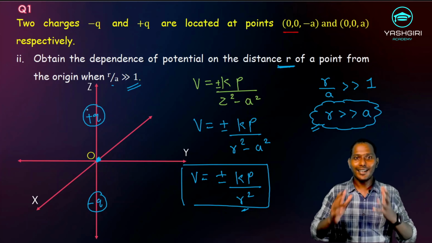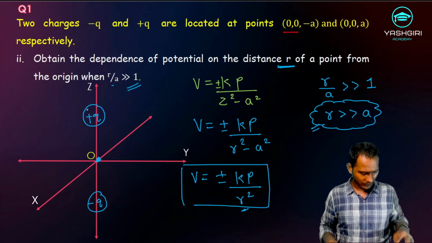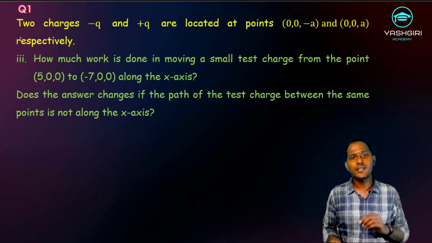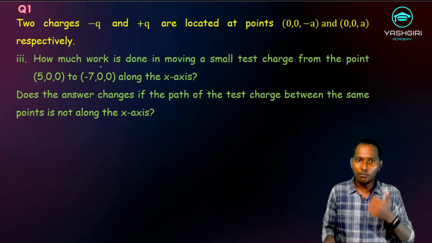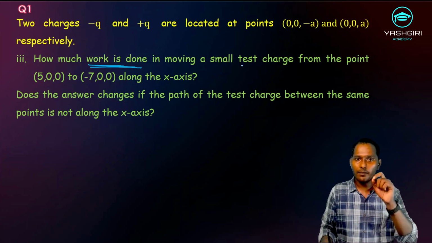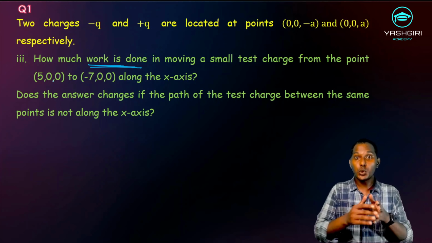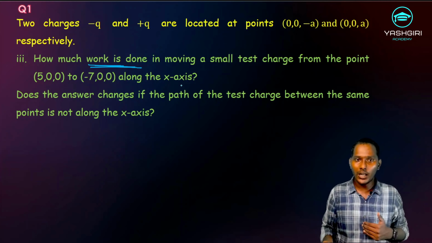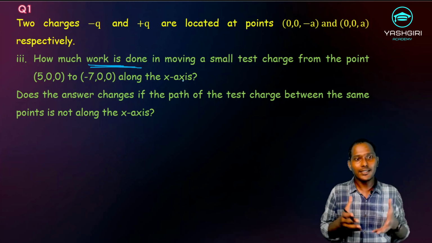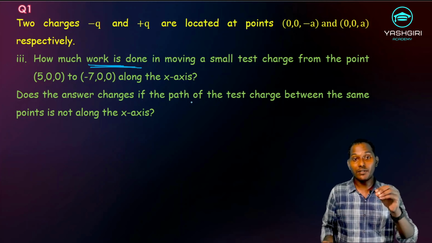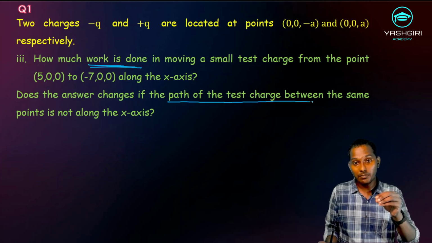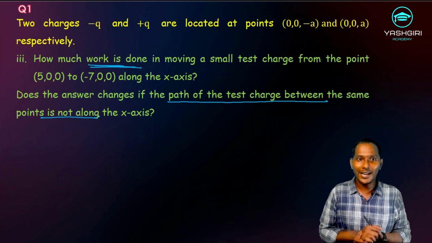Well, now students, let us go with the third part of it. How much work is done in moving a small test charge from the point (5, 0, 0) to (-7, 0, 0) along the x-axis? And does the answer change if the path of the test charge between the same points is not along the x-axis? That is also being asked.